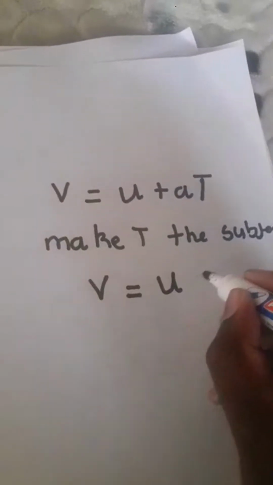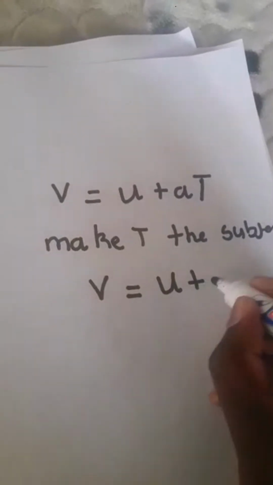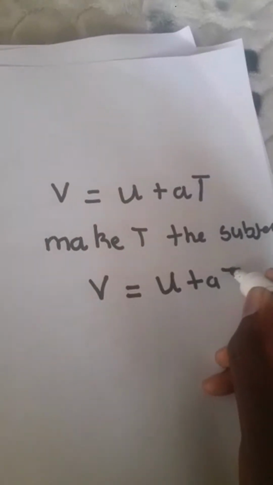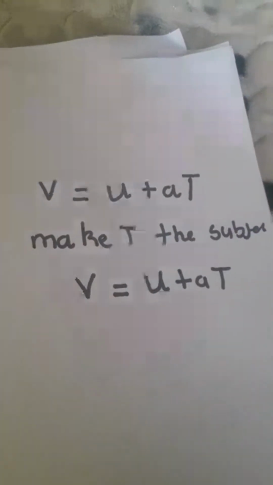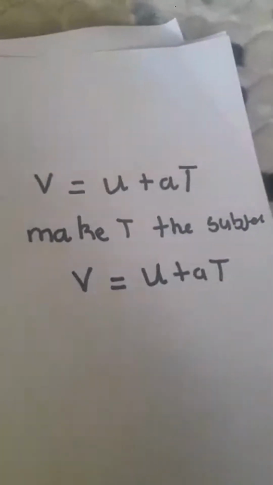Okay, so V is equal to U plus AT. All right, so we want to make T the subject of the formula.